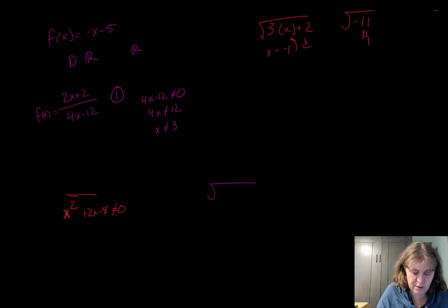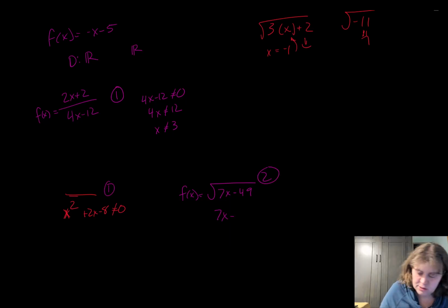Let's see. We've got the square root. f of x equals the square root of 7x minus 49. So I'm going to take the stuff inside the square root. So this is going to break rule number 2. This was rule number 1. 7x minus 49 has to stay greater than or equal to 0.